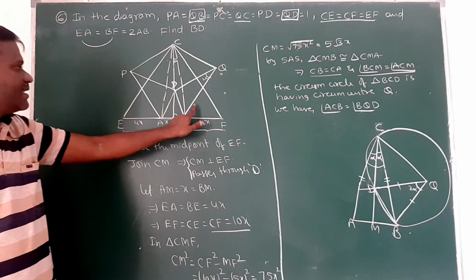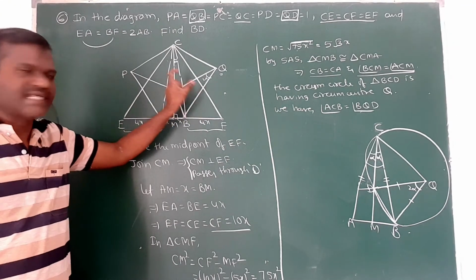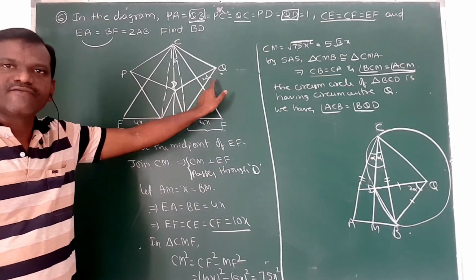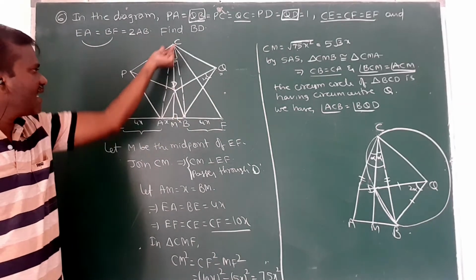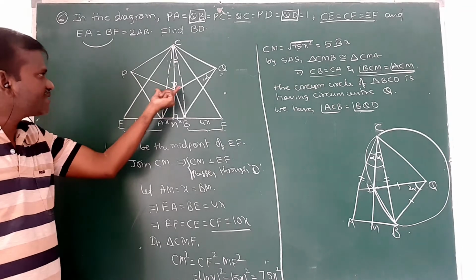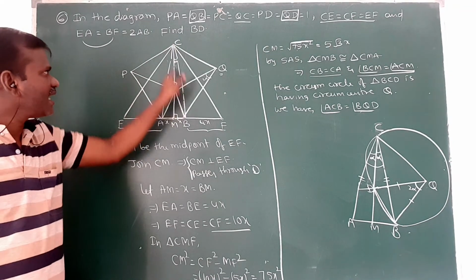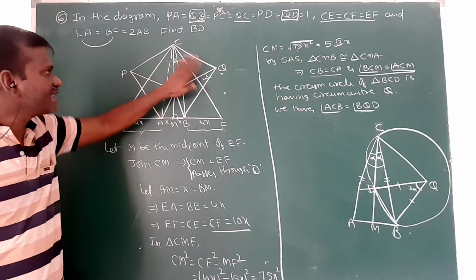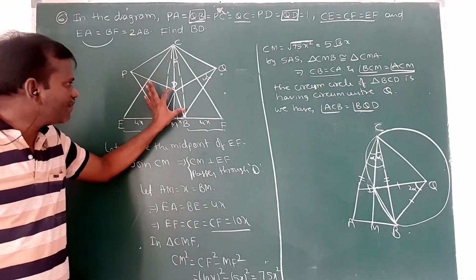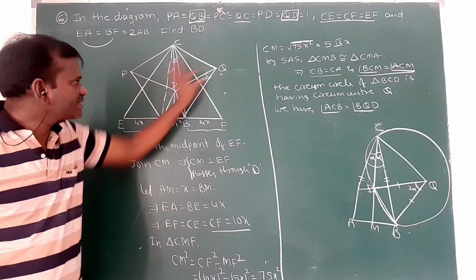That means this BQD triangle is an isosceles triangle making an angle of 2 alpha in between them. BCA triangle is also an isosceles triangle, these two sides are equal and the angle between them is 2 alpha. So that means these two triangles are similar here. Why? Because I want BD, so that's why I focused on BDQ triangle.